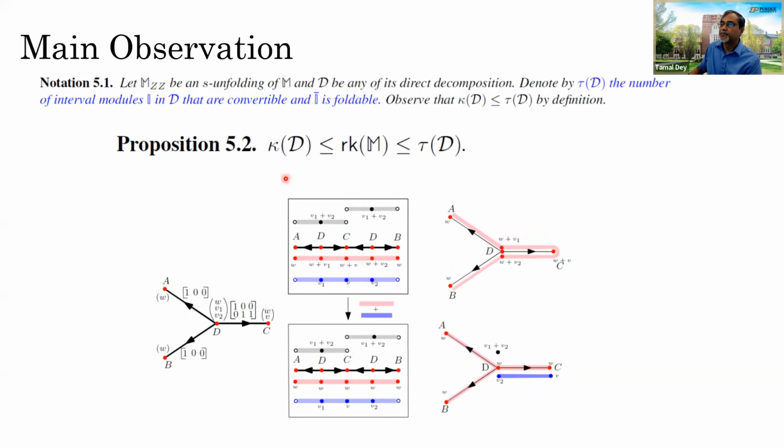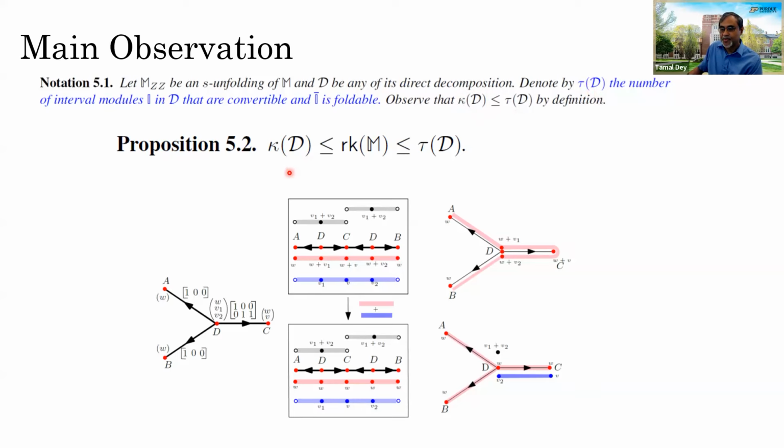Convertibility, yes. So here is a notation. I denote by tau D the number of interval modules I in the decomposition D that are convertible, which I can convert by using the sum with the other limit modules, and I know its complement is foldable. That number I call tau of D. And we can observe that the number of complete modules in the decomposition D has to be less than or equal to tau of D, by the definition of tau of D.